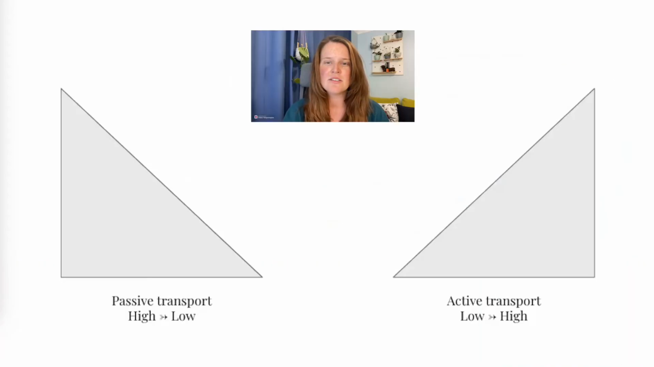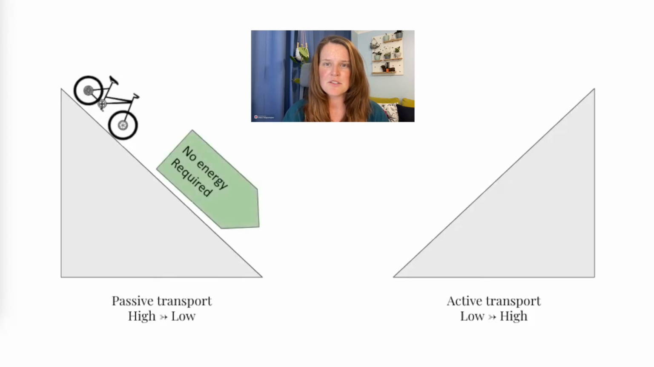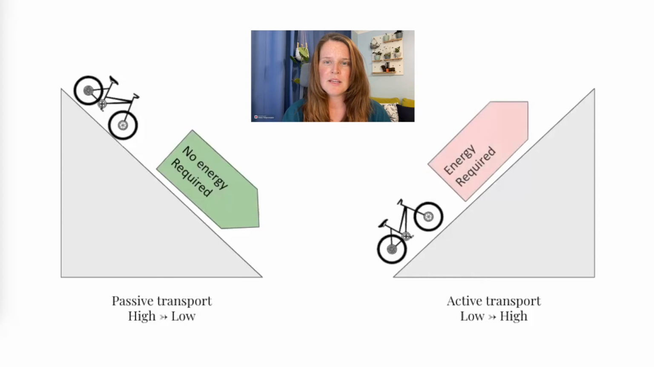Think of it this way. The concentration gradient is like a hill, and the molecule is a bicycle with a rider. Passive transport is like going down the hill on the bicycle. It's easy and doesn't require any energy input. Whereas active transport is like going up a hill. It requires energy to get there.